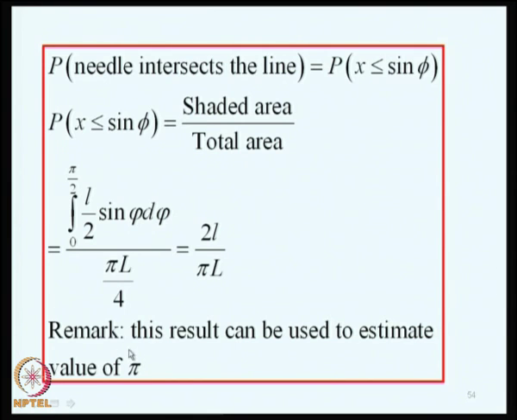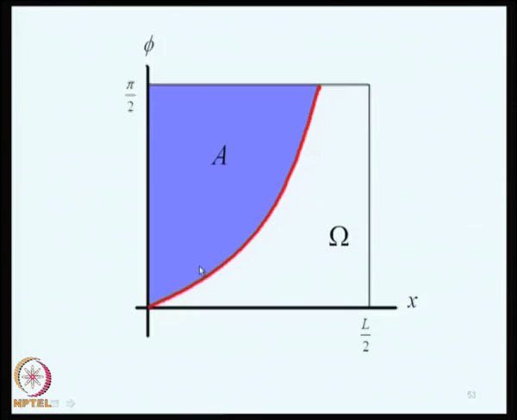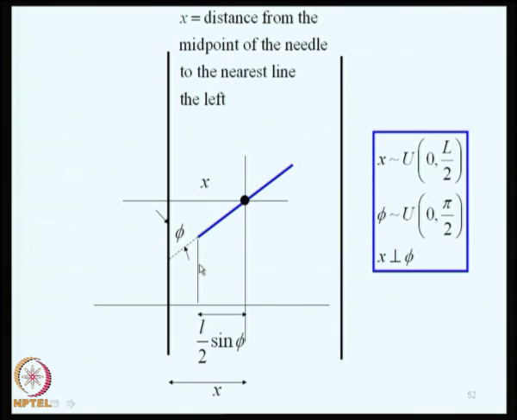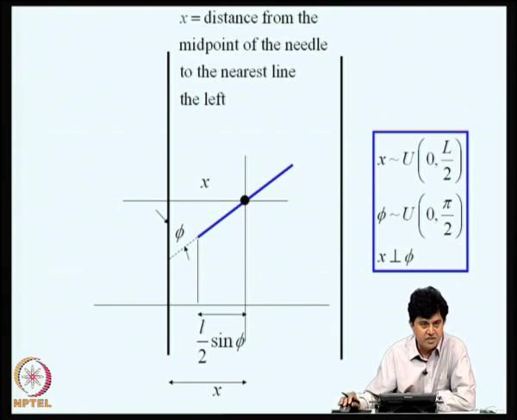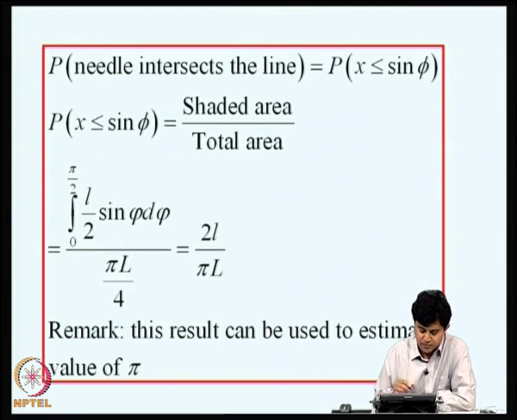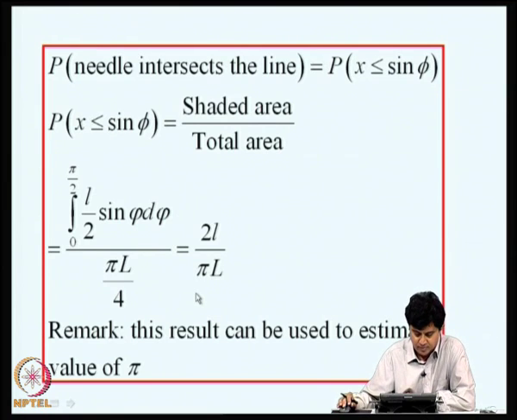And consequently, this probability is a function of pi. So, historically this experiment was used to estimate the value of pi. You can toss this needle and measure the probability using the relative frequency approach, how many times the needle intersects the vertical line, and based on that estimate of probability, you can go back to this formula and get an estimate of pi. So, it is in this context that this problem has some historical significance.